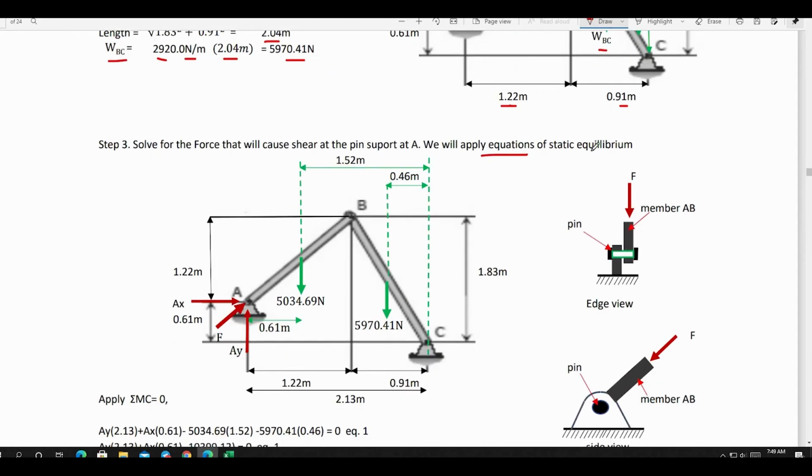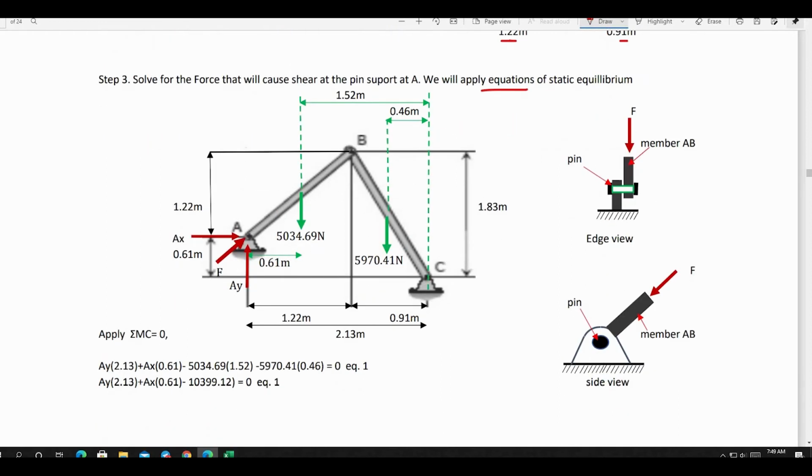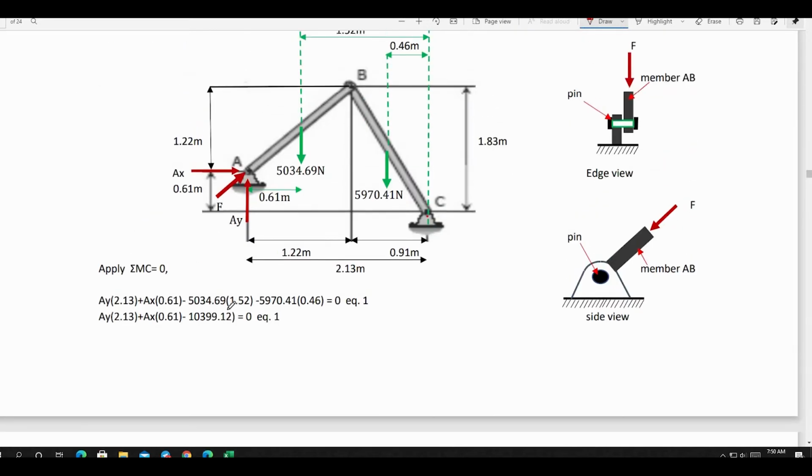We will apply here equations of static equilibrium. We will apply summation moment at point C of the assembly. Since that is a pin support, it will not resist moment at that point. So if we apply summation moment at point C, AY multiplied by its moment arm, that is equal to 2.13, is clockwise with respect to point C. We will assume that clockwise moments are positive, so this is positive. Then AX multiplied by its moment arm, that is equal to 0.61, is another clockwise moment with respect to point C, so that is also positive.